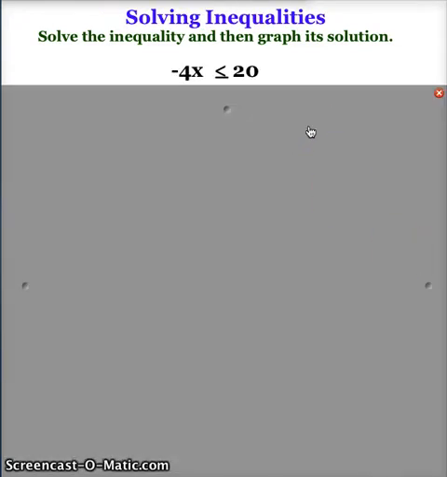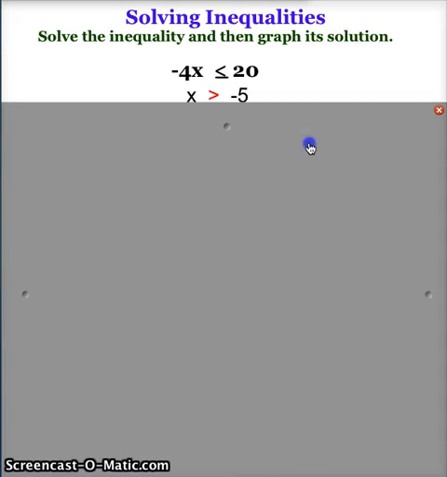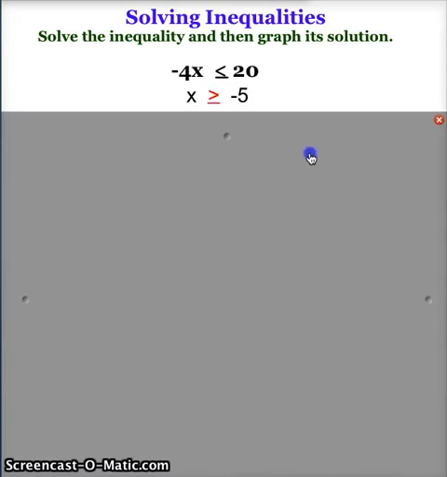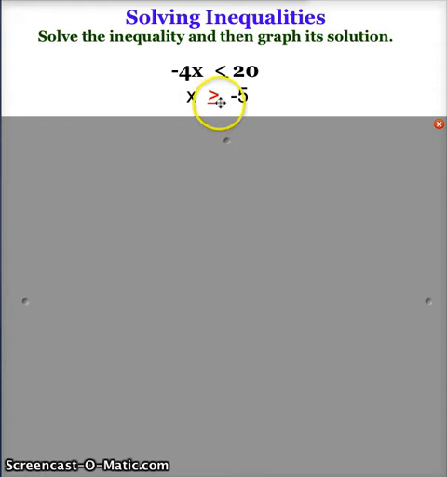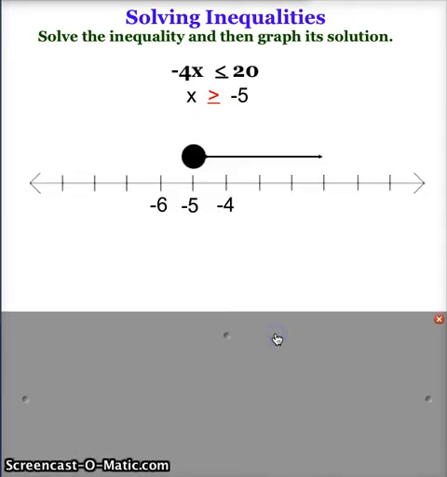Okay, let's look at an example where we have to solve for x. Negative 4x is less than or equal to 20. Well, I have to divide both sides by negative 4. Because I'm dividing both sides by negative 4, remember the rule is when you multiply or divide by a negative to isolate your variable, you must switch the sign. So now instead of it being less than or equal to, we've changed it to greater than or equal to. X is greater than or equal to negative 5. Be careful about your number line.